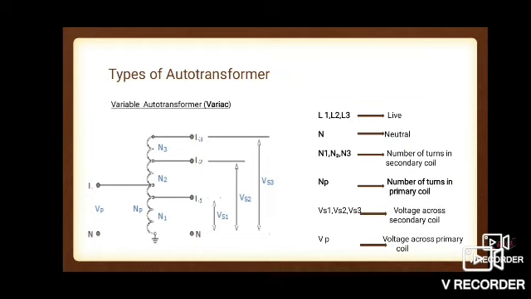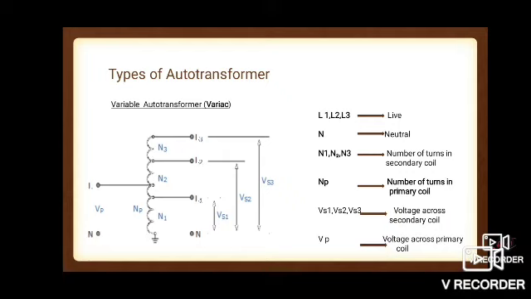We will discuss types of transformer. First one is variable auto transformer. It is also called as variac, that is variable AC supply is obtained from the auto transformer. See the circuit diagram in which L1, L2, L3 denote the live terminals, N is the neutral terminal, N1, N2, N3 are number of turns in secondary coil, and NP is the number of turns in primary coil. VS1, VS2, VS3 are voltage across secondary coil and VP is the voltage across primary coil.